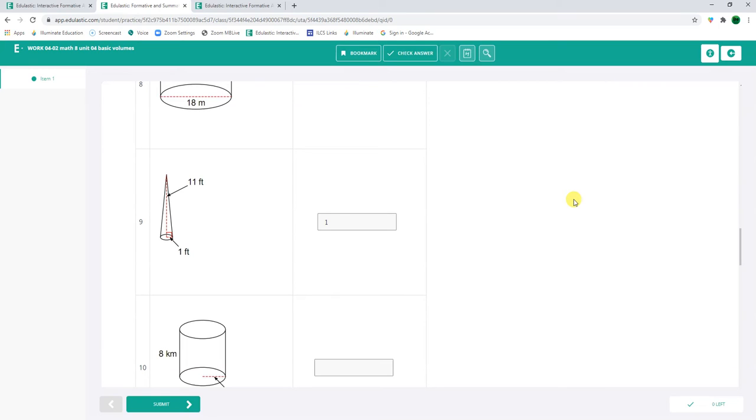3.14 times... Yeah, you know what? Right here, I didn't multiply it by an 11. I multiplied it by another 1. That was my issue. 3.14 times 1 times 1 times 11 divided by 3. So 11.5. Okay, 11.5.